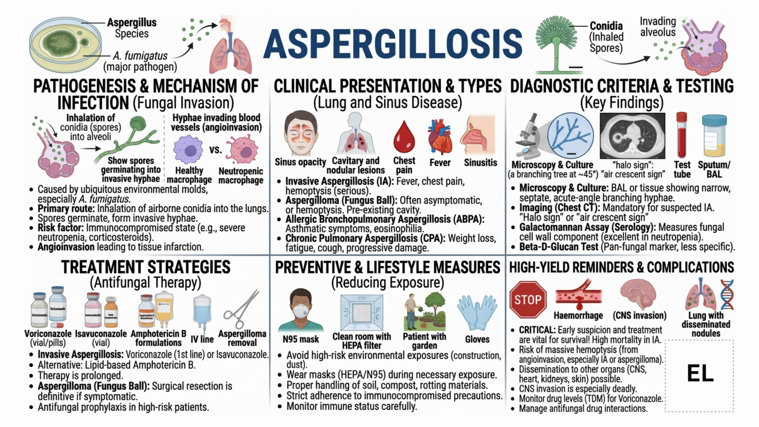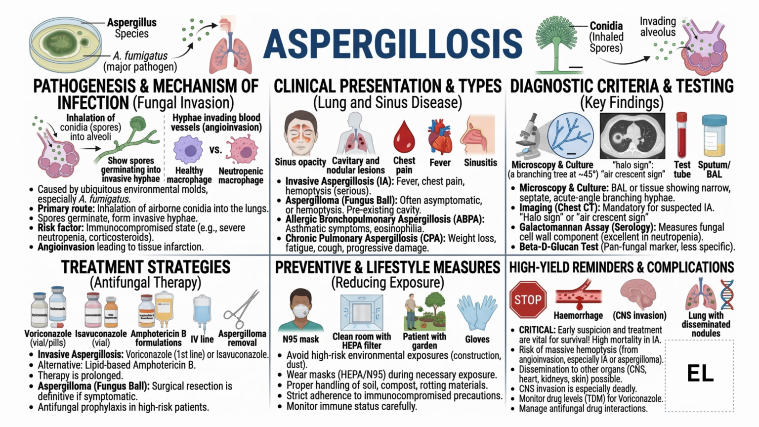Now let's move on to preventive and lifestyle measures. Since Aspergillus is found in the environment, prevention focuses on reducing exposure. High-risk individuals should avoid environments with construction dust, soil, compost, and decaying organic matter. Using protective equipment like an N95 mask can reduce inhalation of spores. In hospital settings, especially for immunocompromised patients, staying in HEPA-filtered rooms is recommended. Wearing gloves and practicing proper hygiene when handling soil or plants is also important. Monitoring immune status and minimizing immunosuppression when possible can further reduce risk.